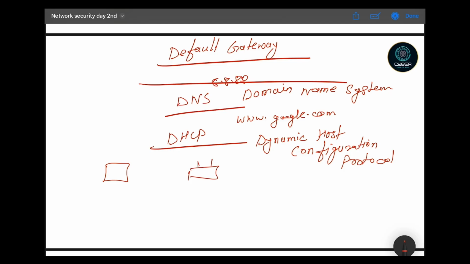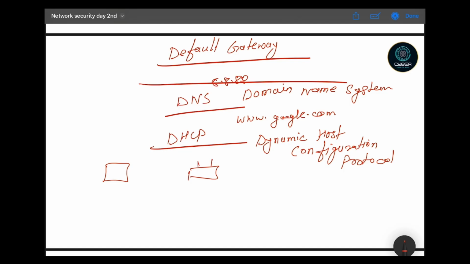A laptop connects to the Wi-Fi, DHCP assigns an IP, okay, and the laptop pings the default gateway to verify connectivity.